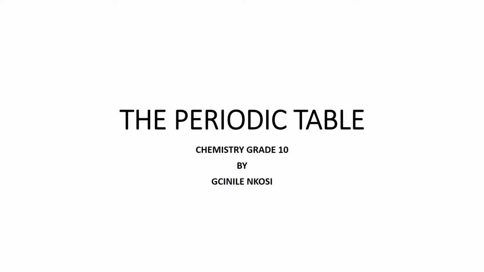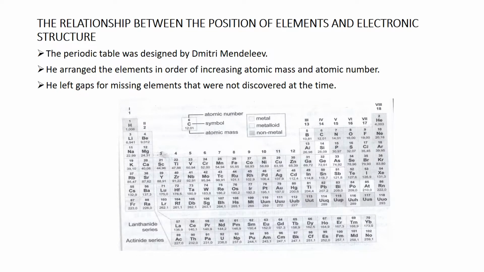In this video, we're going to start with the new chapter, the periodic table. We will look at how it is arranged, and we are going to look at some trends in the periodic table later. Let's start by looking at the relationship between the position of elements and electronic structure.